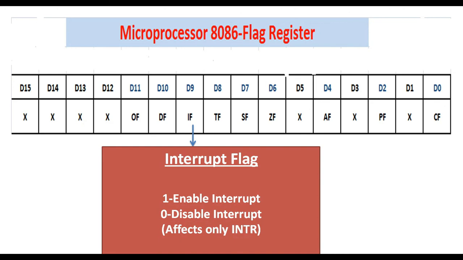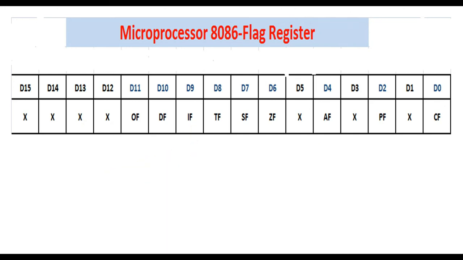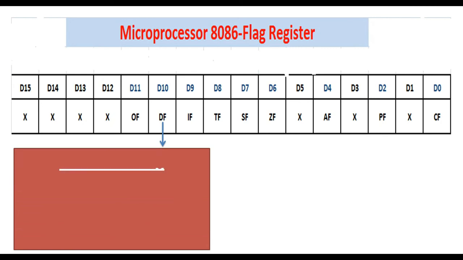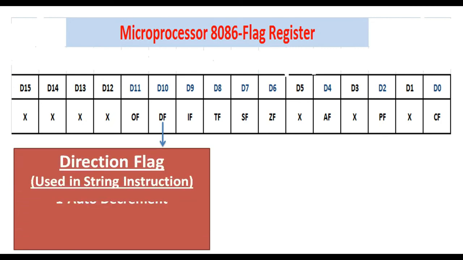And next is the DF, that is the direction flag, which is used in string instructions of the 8086 microprocessor. It is used in string operations. That's why it uses memory decrement or increment at the time of execution. As the name suggests, when it is set, then string bytes are accessed from the higher memory address to the lower memory address, and vice versa.